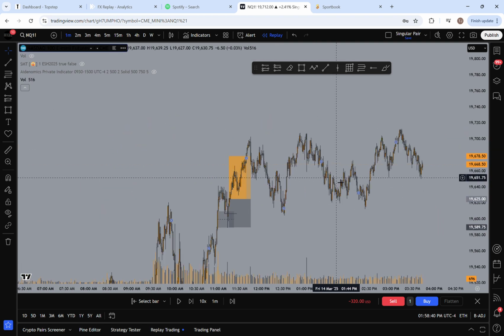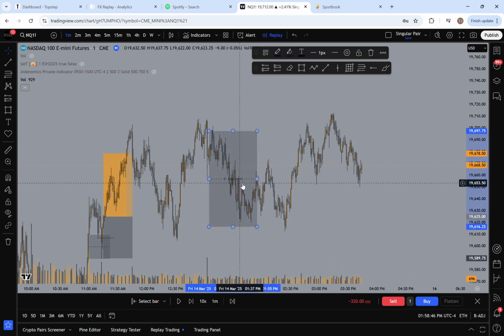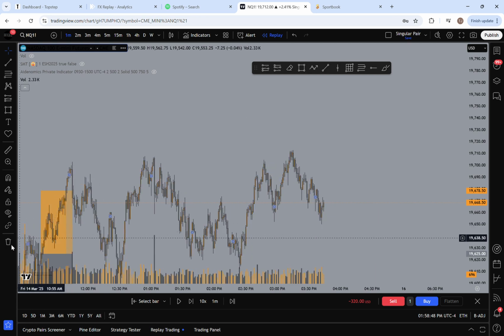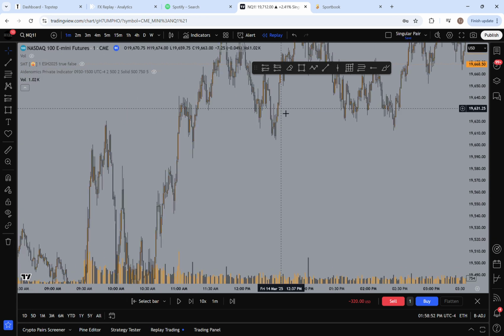You don't want to be trading in stuff like this. This is just horrible right here because we're just chop, chop, chop, chop, chop. So yeah, super simple indicator that will help you tremendously. I promise, it's a game changer.